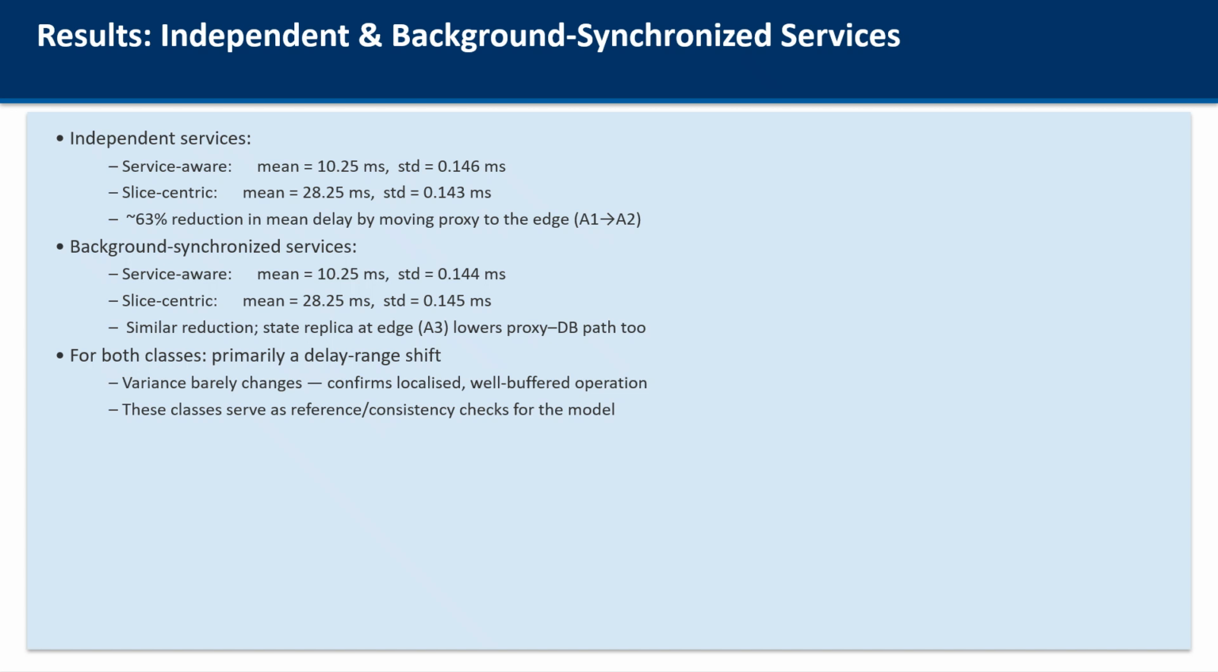For background synchronized services, the picture is very similar. Again, about a 10 millisecond mean under service-aware placement versus 28 milliseconds for slice-centric, with low variance in both strategies. These two classes primarily serve as consistency checks for the model. They confirm that the expected delay range shift occurs when we target the right latency leg. The more interesting story is in the coordinated class, which I will show next.